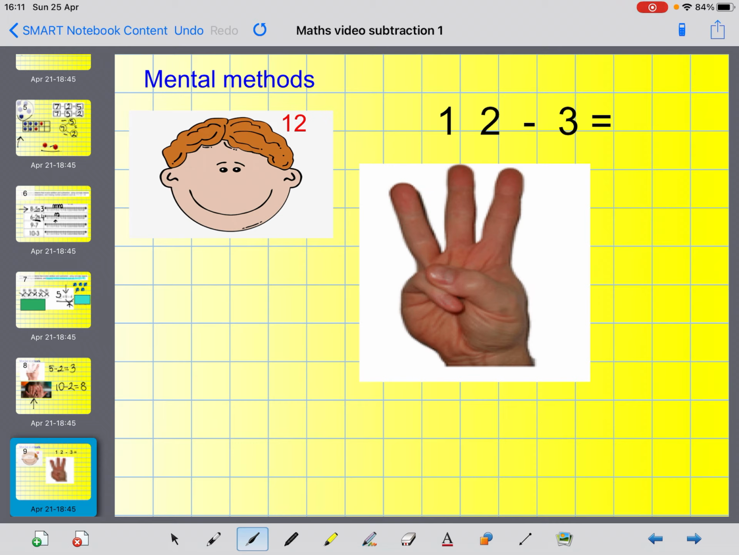Now we can move on to the bigger, largest number. Obviously we know that we don't have 12 fingers, so we're going to use another strategy by keeping the biggest, largest number in our head. So we're going to put our number 12 in our heads.